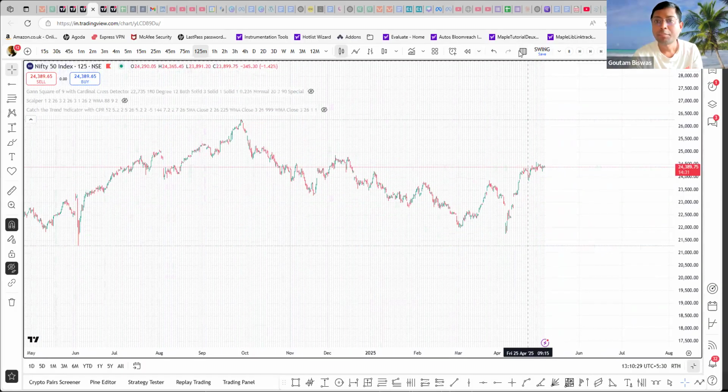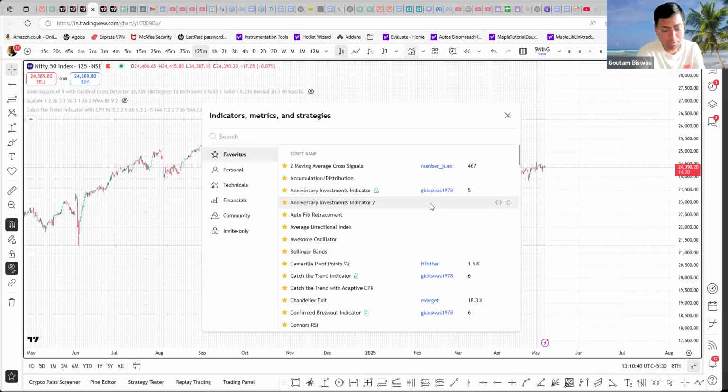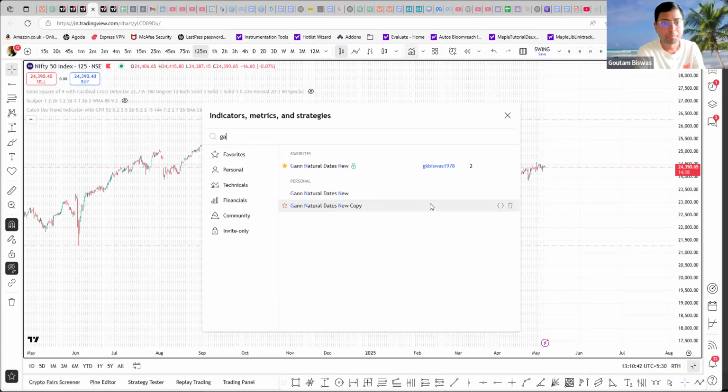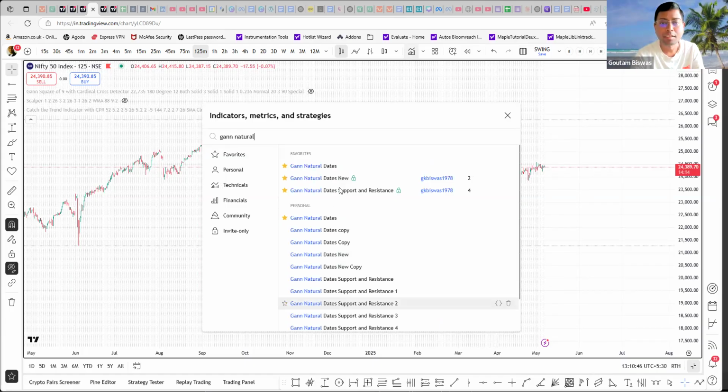Okay. So let me show you one of my GAN indicators, right, which is based on GAN's natural cycle, especially around the solar cycle, right. So this is one of my very precious indicators. So I'll show you how to use it.